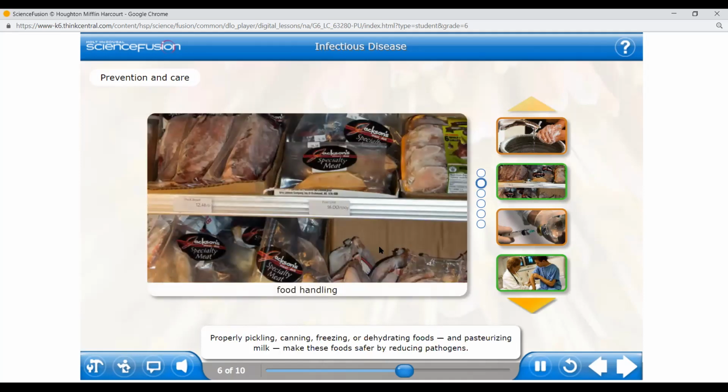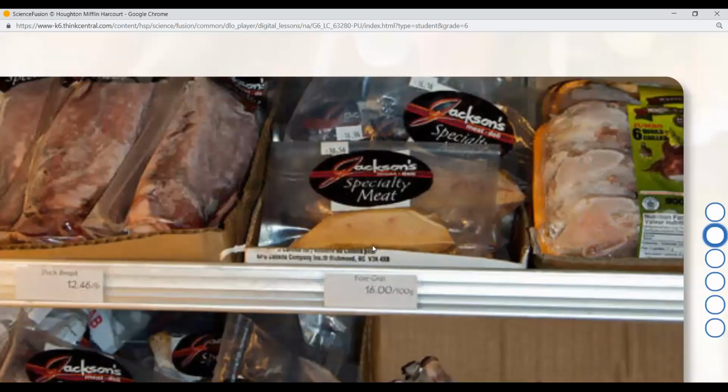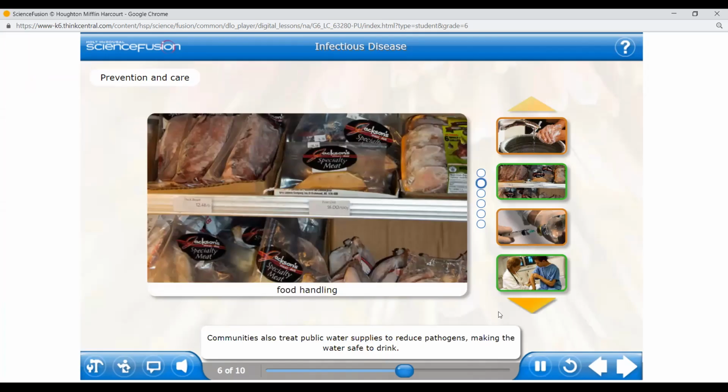Properly pickling, canning, freezing, or dehydrating foods and pasteurizing milk make these foods safer by reducing pathogens. Communities also treat public water supplies to reduce pathogens, making the water safe to drink.